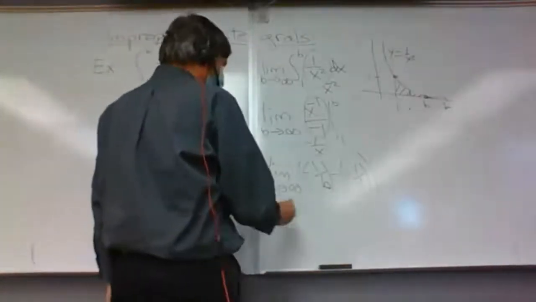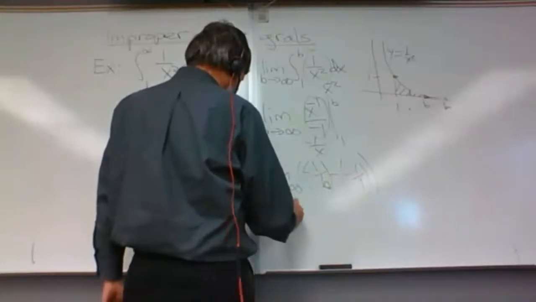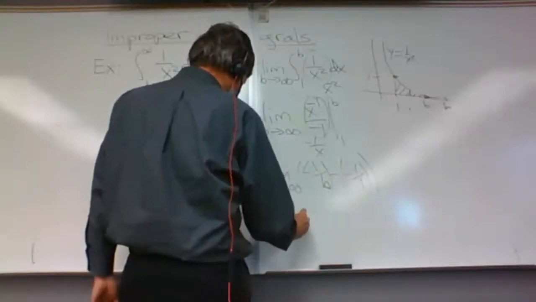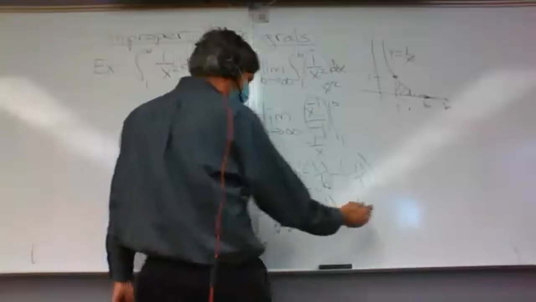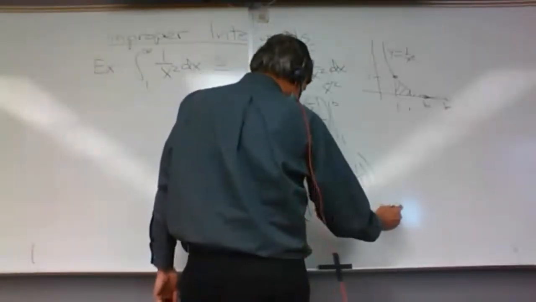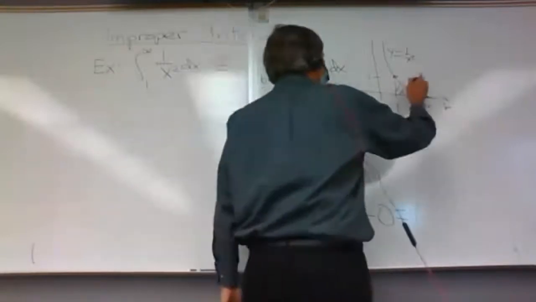All right, so the limit as b goes to infinity of 1 minus 1 over b. Well, the limit of a constant is the constant, 1. And for the limit of 1 over b, b is getting larger and larger. Remember from last semester that limit is 0. So this whole limit is just equal to 1. This is actually unit area under here.